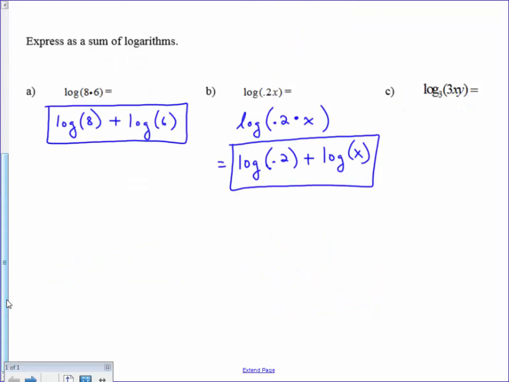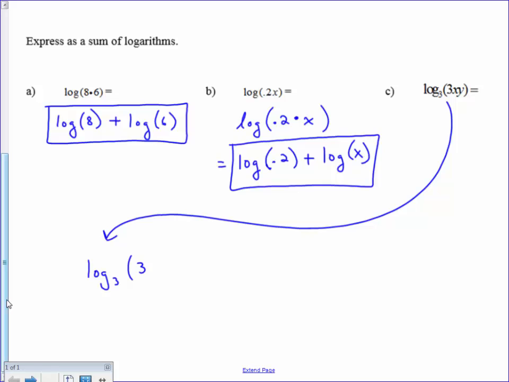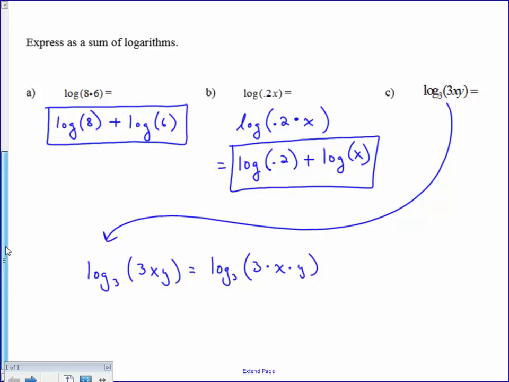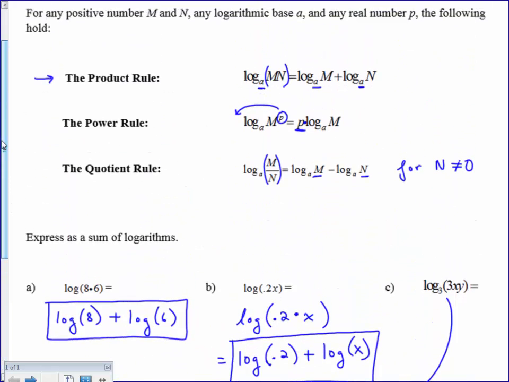This last log, let me bring it down where we have a little bit more room. I'm actually going to rewrite it. So we have log base 3 of 3xy. I'm actually going to think of this as the product of 3 things. So it's actually log base 3 of 3 times x times y. And it turns out we can use the product rule multiple times. So in other words, the original product rule says if you have the product of 2 things, then you can break it apart as the sum of 2 logs.